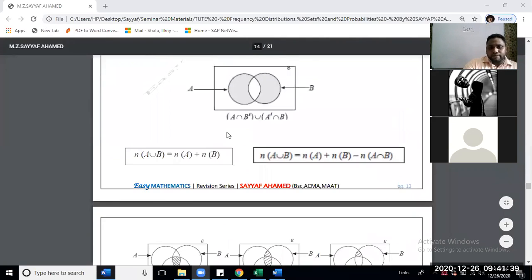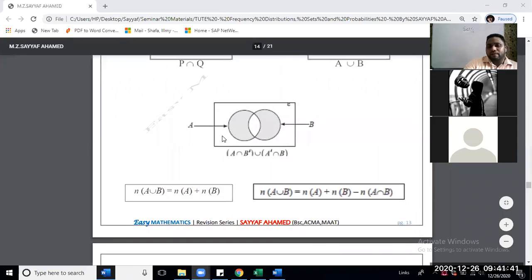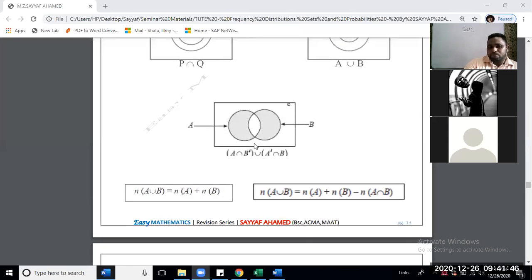So if you look at this, the most complex one that can be tested in your entire syllabus is this, right? A intersection B dash, so only this part, union A dash intersection B, so this section, right? So I hope you can see it's already highlighted over here. Okay, right.